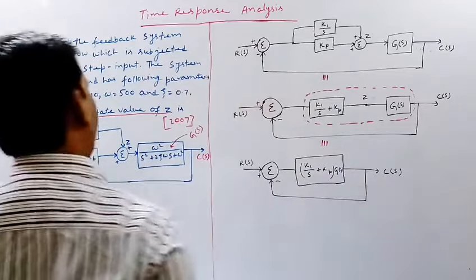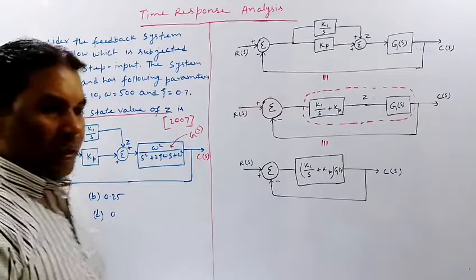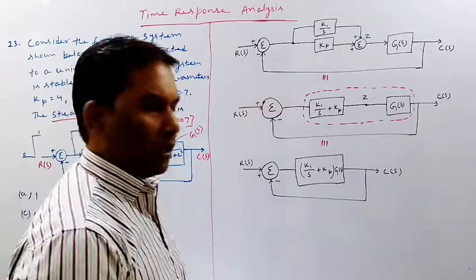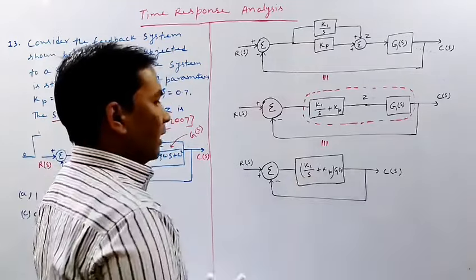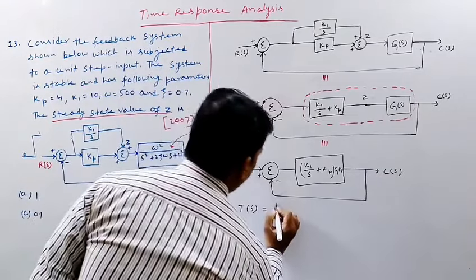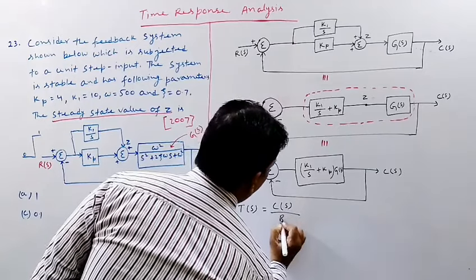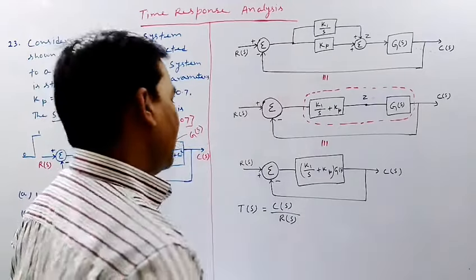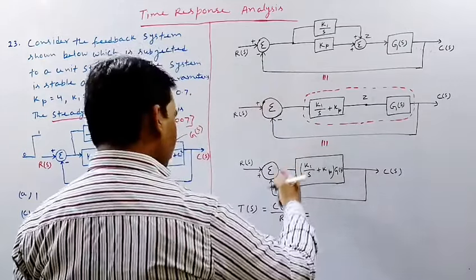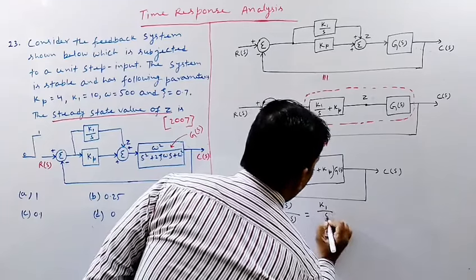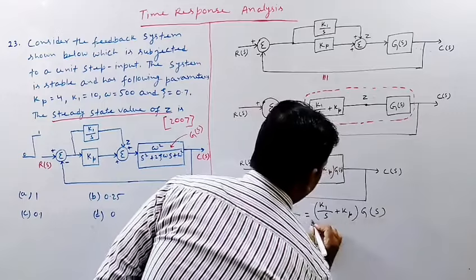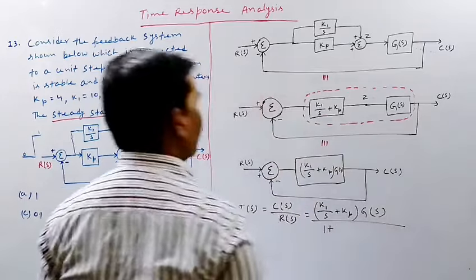Now we can calculate the transfer function by the formula for closed loop transfer function. So in this case, the transfer function TS is CS divided by RS. This will act as GS for that. So K1 by S plus Kp multiplied by GS, divided by 1 plus GS into HS.